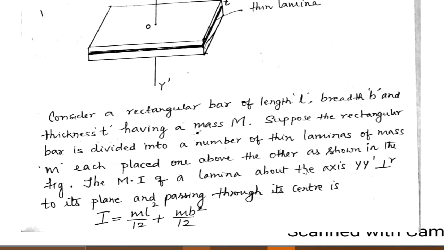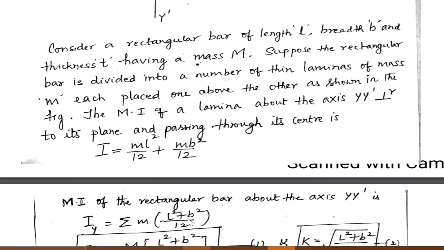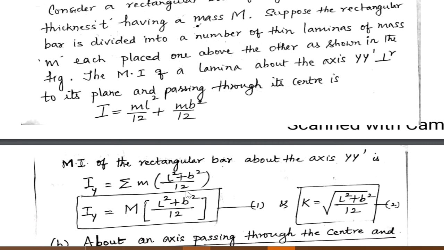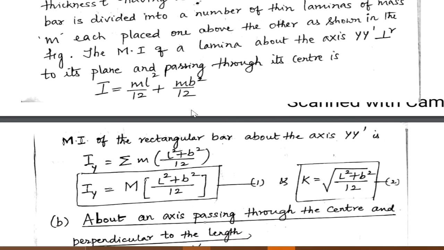The moment of inertia of a lamina about the axis YY dash perpendicular to its plane and passing through its center is given by I is equal to mL square by 12 plus mb square by 12. Because the thin rectangular lamina has length L, it behaves as one thin straight rod, and due to breadth b it behaves as another thin rod. Therefore, we can write the moment of inertia as a sum of these two terms, mL square by 12 plus mb square by 12.